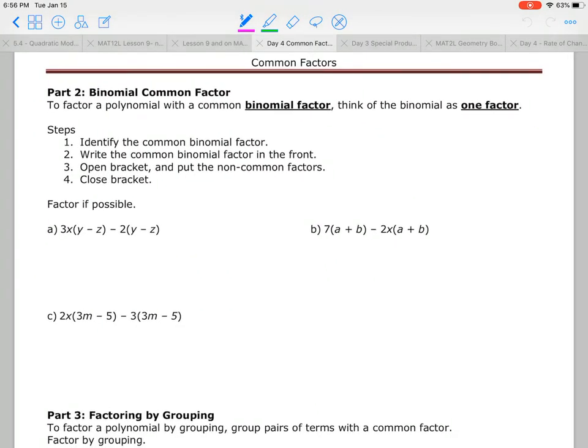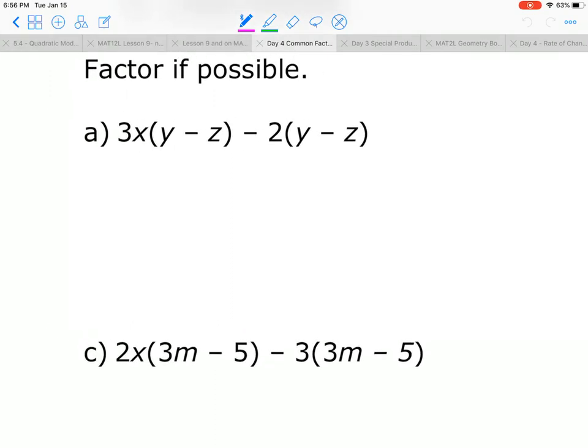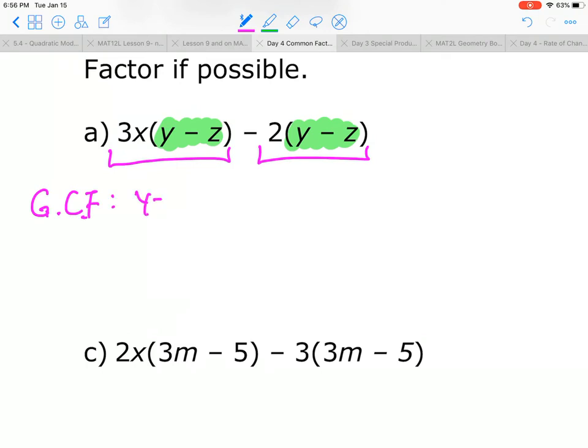And then part 2 is the binomial common factor. Basically the same thing. We just treat the binomial as one term, like just a or b. So if you take a look at it, it's the same rule basically. We have y minus z, y minus z, same, right? These two terms share y minus z together. So we can say the GCF of these two is y minus z. I'll just put the brackets around it.